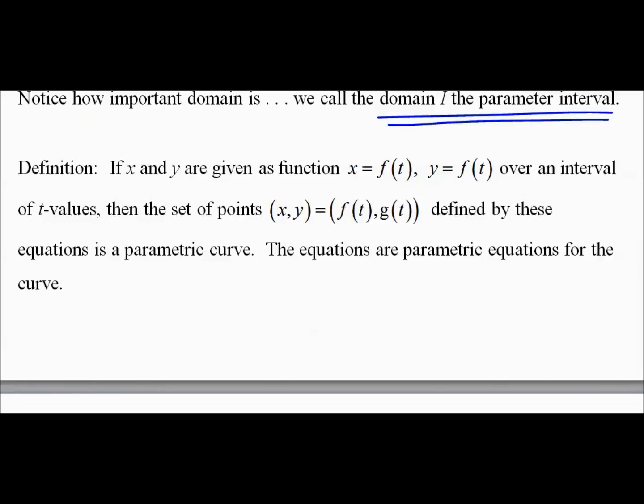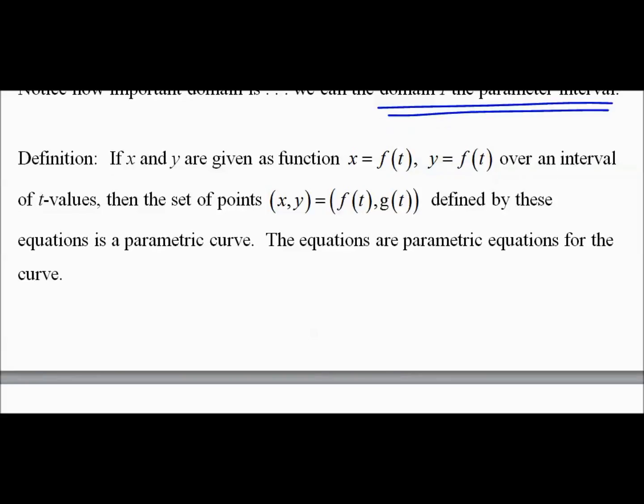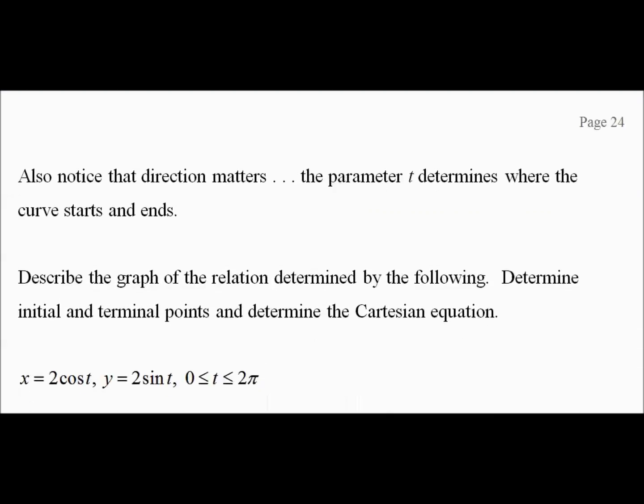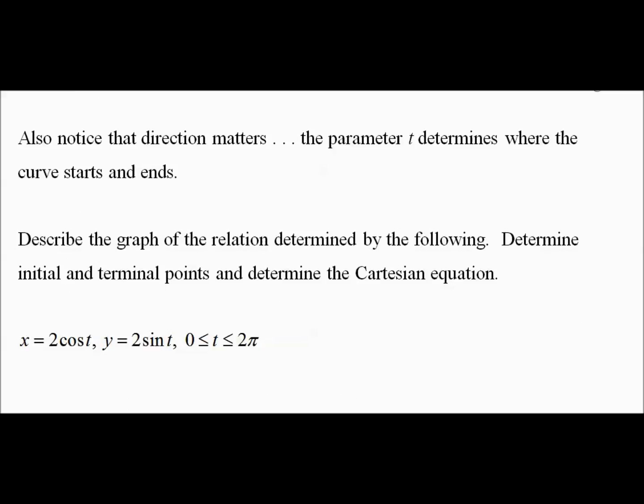So here's the definition. X is f of t and y is g of t over an interval of t values. The set of points is a parametric curve. We parametrize things, parametricize things. I don't know, I keep putting it into Word and it keeps telling me this works and that doesn't, so who cares? It's a parametric equation. Like I said, notice direction matters. It determines where the curve starts, the direction it goes, and where it ends if it does end. It also may not start. It might be infinity, forwards and backwards.